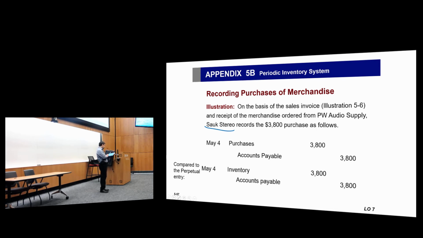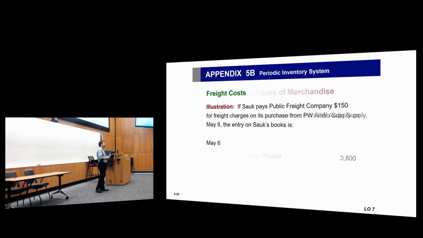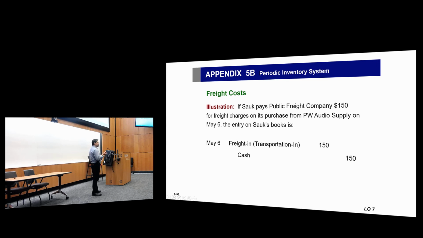What about freight expense? Freight, the shipping cost. If it was paid by the seller, it would be freight out or delivery expense. In this case, it was paid by the buyer. So the company will debit freight in and credit cash. Okay? That's actually simple, right?